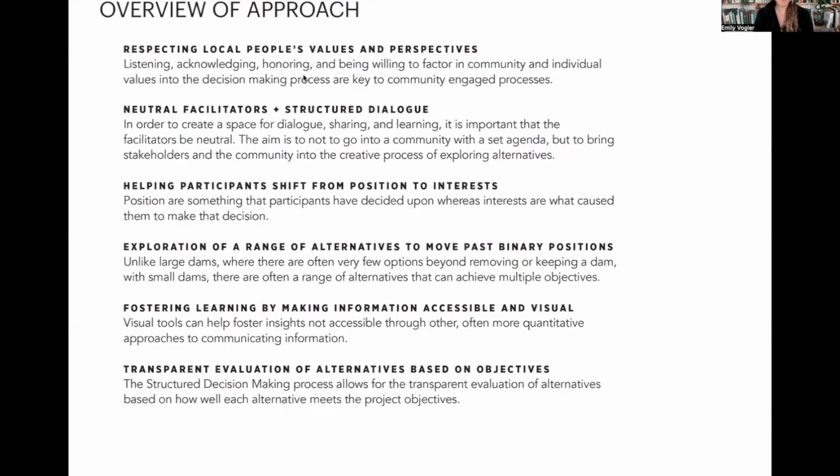Fostering learning by making information accessible and visual. As a designer, I appreciate good graphics that can tell a story, right? And this is especially important when it comes to quantitative, whether that's scientific or engineering information that tends to dominate so much of the dam decisions. It's like, how do we actually make this accessible?